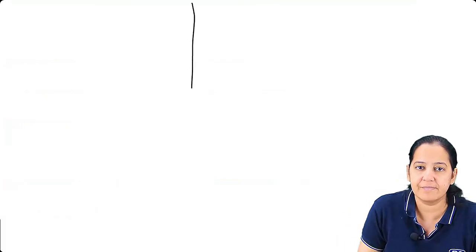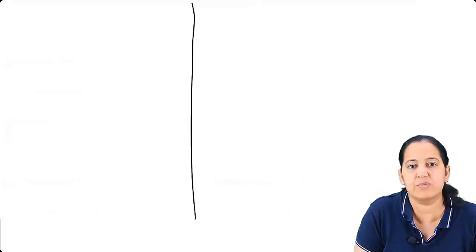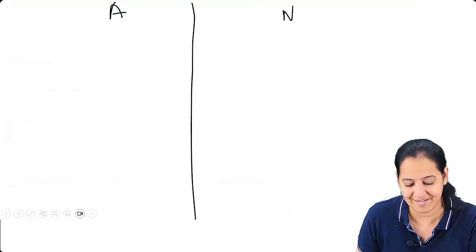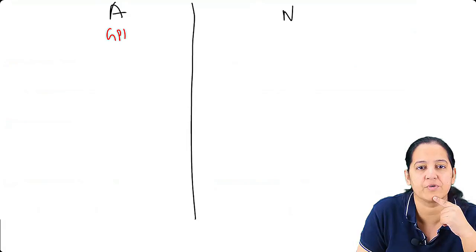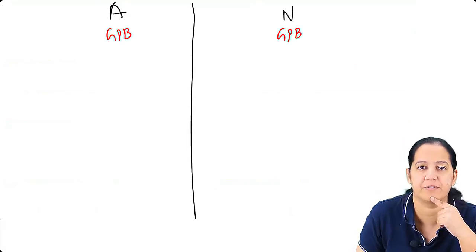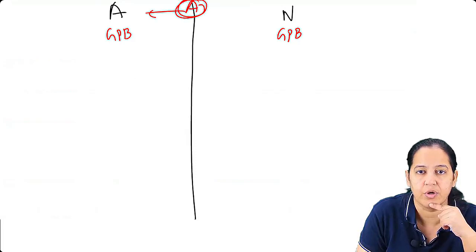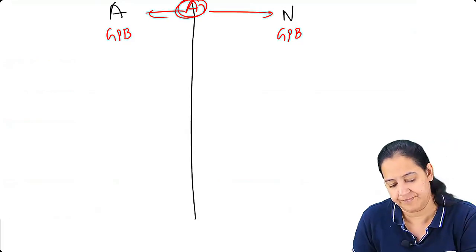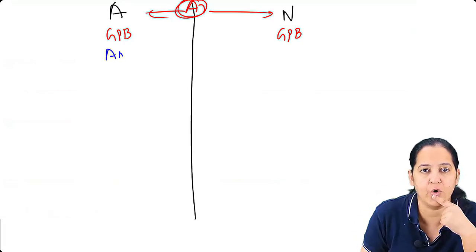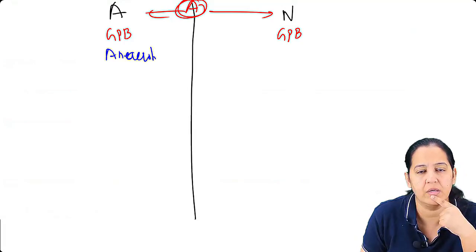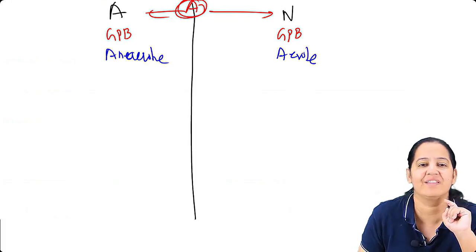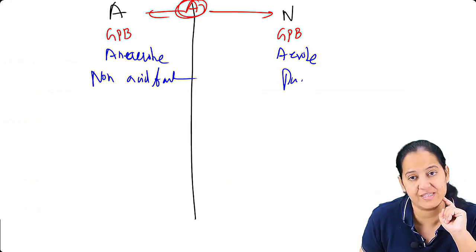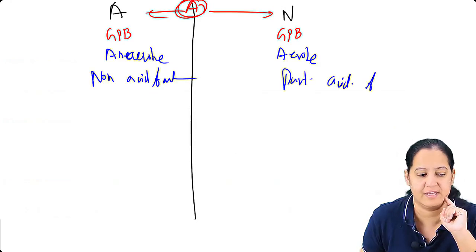Let me finalize. I am teaching you actinomycetes, which have 2 bacteria: Actinomyces and Nocardia. Both of them are gram-positive bacilli. This one is a strict anaerobe, and this one is an aerobe. This one is non-acid fast, but this one is partial acid fast. I forgot to write that, Elizabeth.